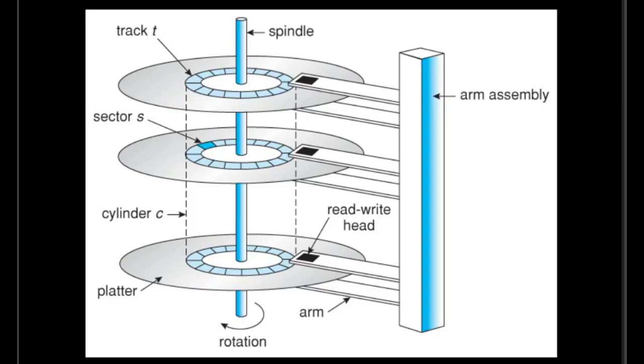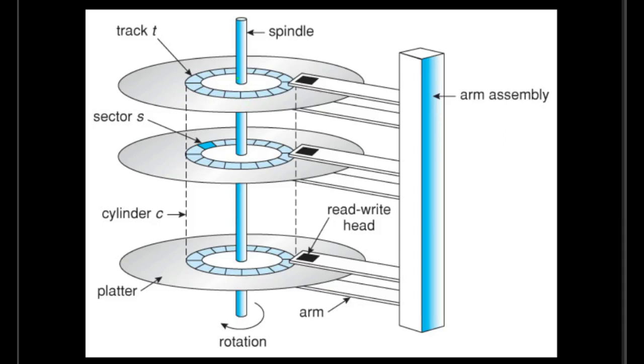Now there are two movements in the disk. One is called as the angular movement, that is given by the spindle, and it rotates in a circular direction. The second one is called as the arm assembly, that moves forward and backward. This arm assembly is responsible for locating a particular track on a platter, and the spindle is responsible for detecting a particular sector in a track. In this way the read and write inside a hard disk will be done. So this is the basic structure of the disk.